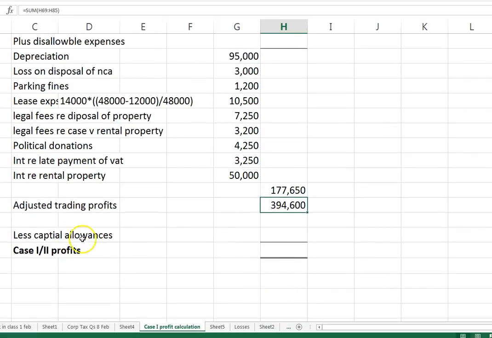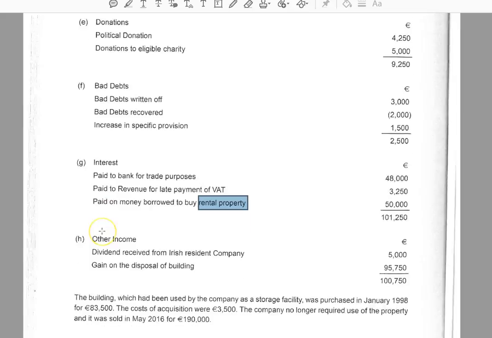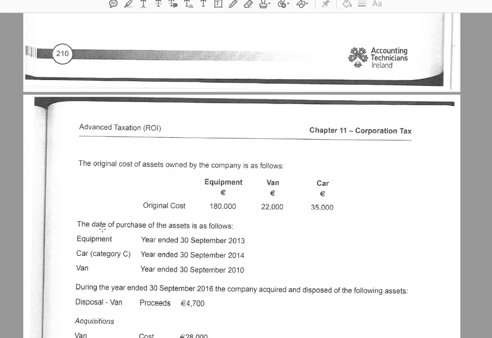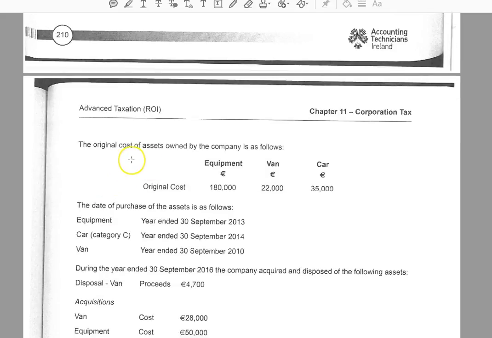And then from that, we take our capital allowances. The capital allowances get deducted to get case 1. So if we look at the question, there's a working for this, unfortunately. Some questions might tell you. So here, equipment, van and car, right?